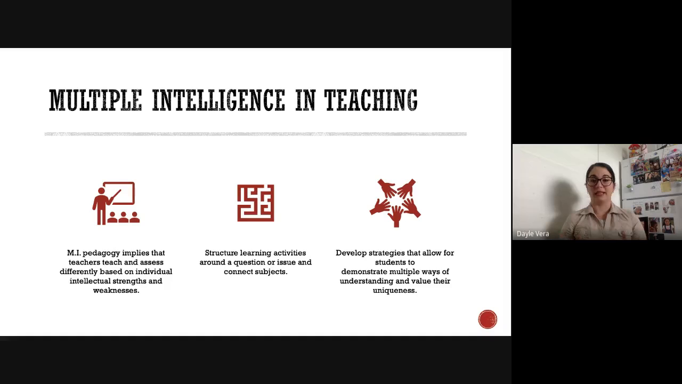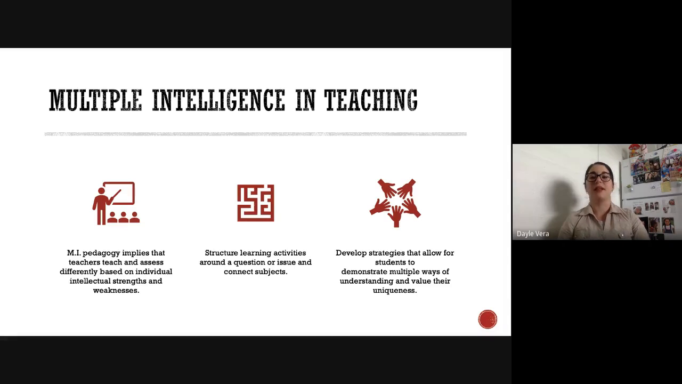Now, the next one is structured learning activities around a question or issue that connect subjects. Rather than just teaching one subject, teachers that use multiple intelligence in their classrooms are able to connect different subjects. For example, when this was happening in science, this was happening in history, and this is how these two factors affected each other. Very important.